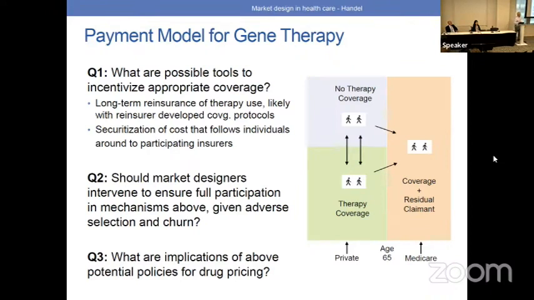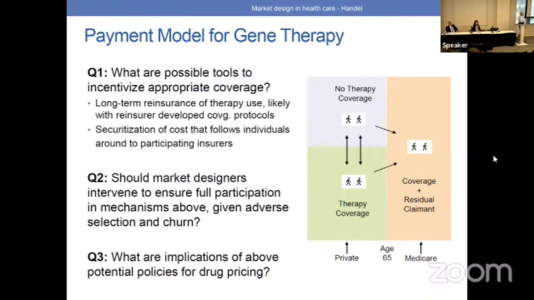Okay. And so here, this chart on the right is meant to capture some of these trade-offs. On the left-hand side of the chart, you have the private market. The x-axis here is age, with age 65 being the vertical line. The way I've drawn this, in the private market you have two types of insurers: the blue insurers who don't cover the therapy, and the green insurers who do cover the expensive therapy. They're both due to churn and adverse selection.